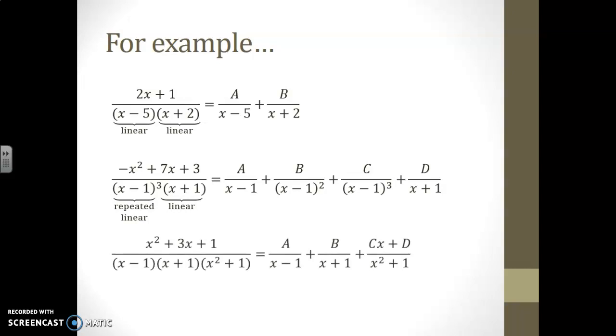Finally, in our last example, we have two linear factors that are non-repeated and therefore do not require that we take into account repetition in the decomposed form, and we have a quadratic term, x squared plus 1, which requires that we incorporate a cx plus d expression at its numerator when decomposing it.